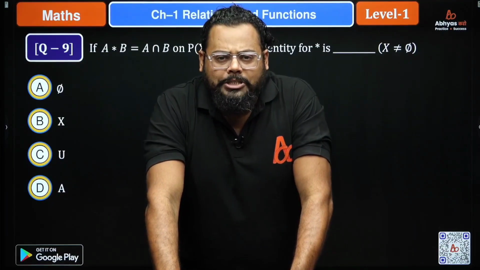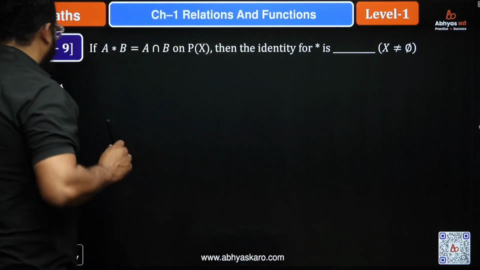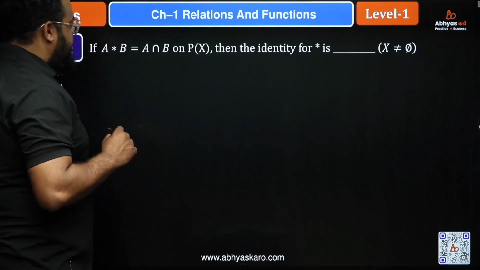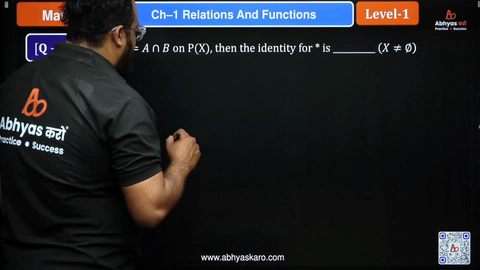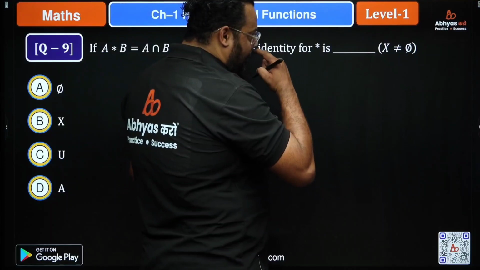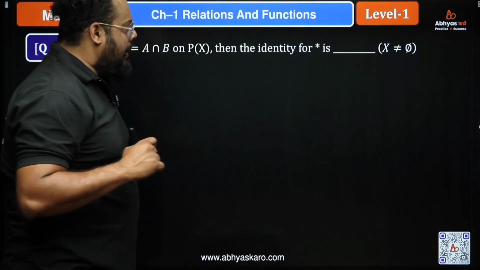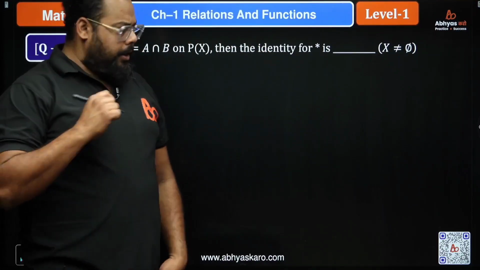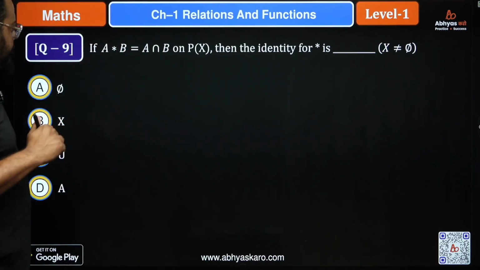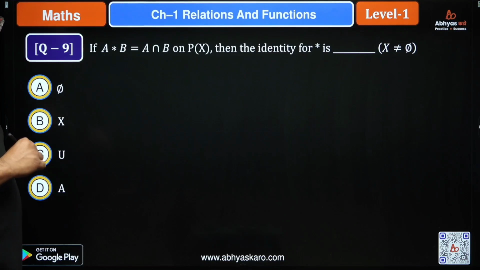Let's go for question number 9, dear students. If A asterisk B is equal to A intersection B on the power set of X, then the identity element for asterisk is dash, such that X is not a null set. Okay, so what do we have here? We have A asterisk B is equal to A intersection B.